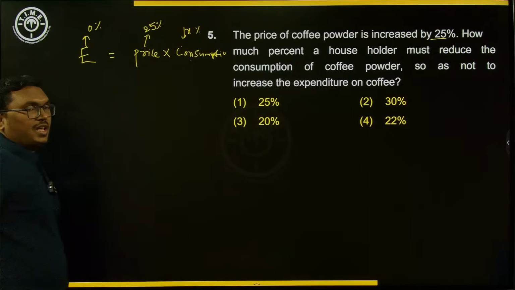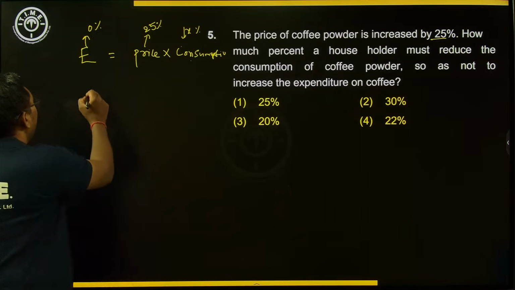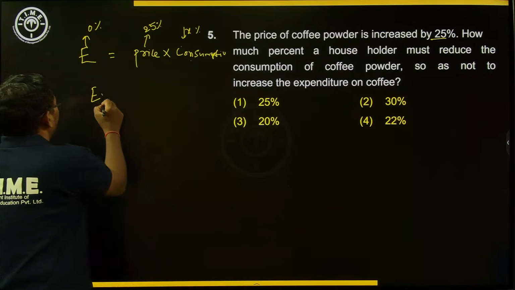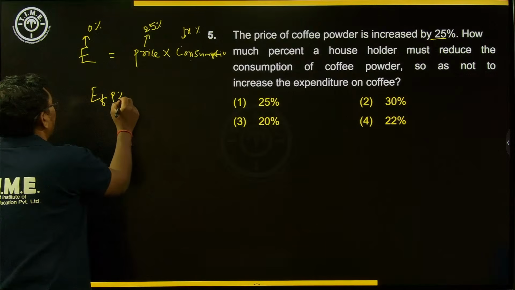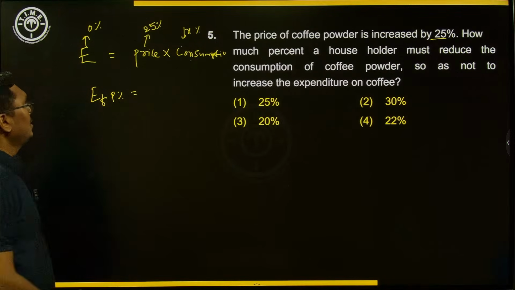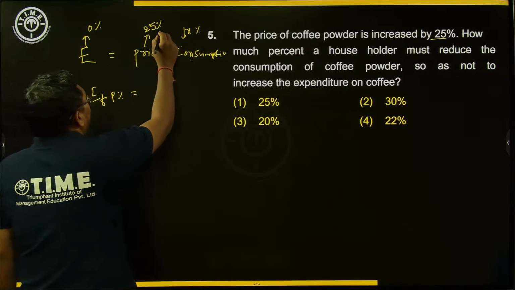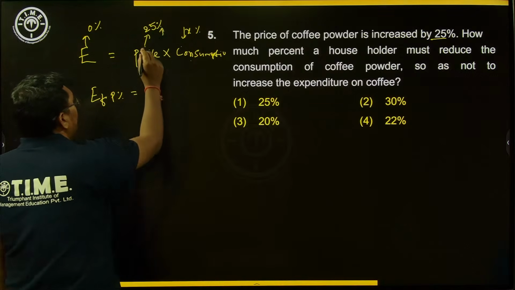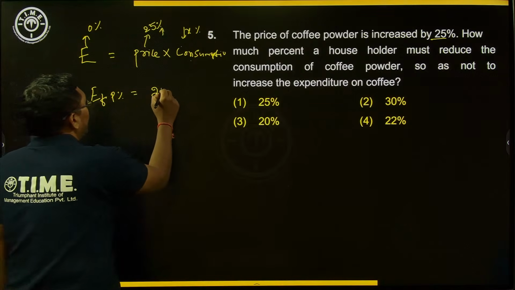So by using the effective percentage formula, so effective percentage formula is x plus y plus xy by 100. So x is, this is increase, right? Increase indicates positive 25.